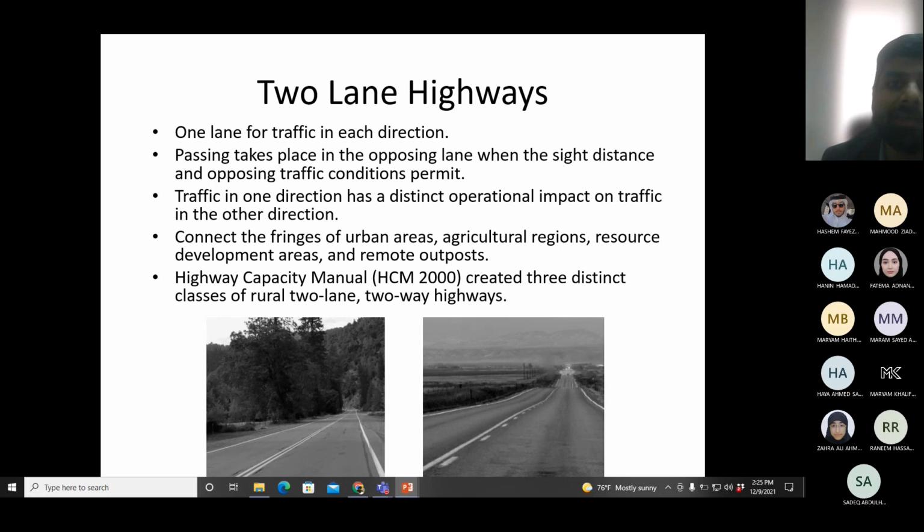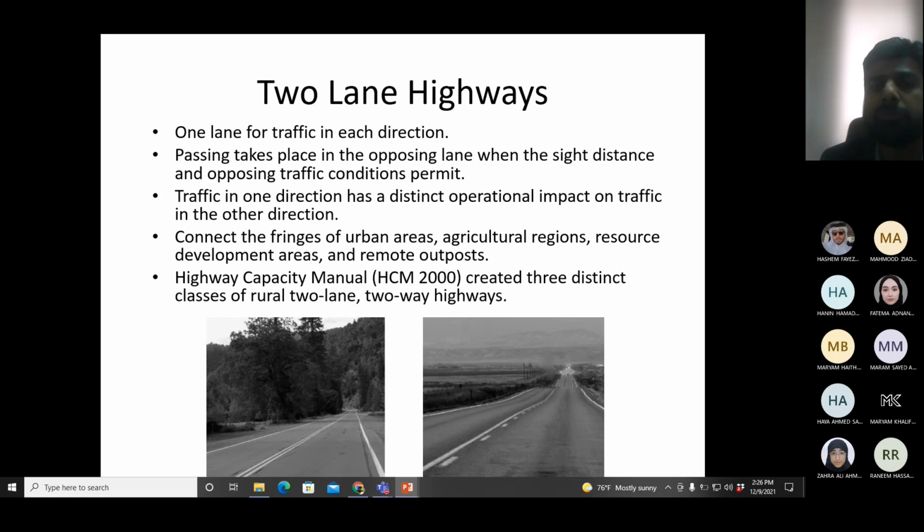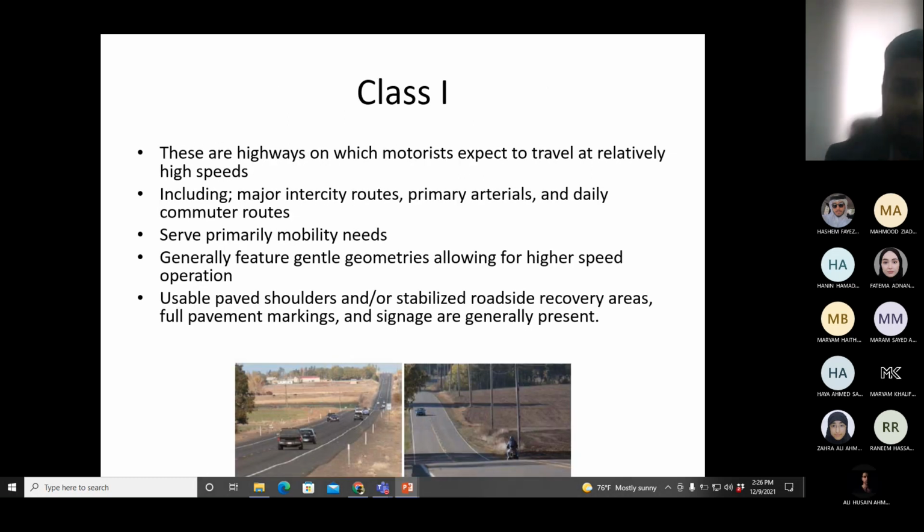Because in urban areas, two-lane highways are provided in residential areas. Then you cannot make them uninterrupted because it will be dangerous. It will have high speed and it will be dangerous. Okay. So we are talking about two-lane highways in rural areas, all of them. According to Highway Capacity Manual, rural two-lane highways can be divided into three classes.